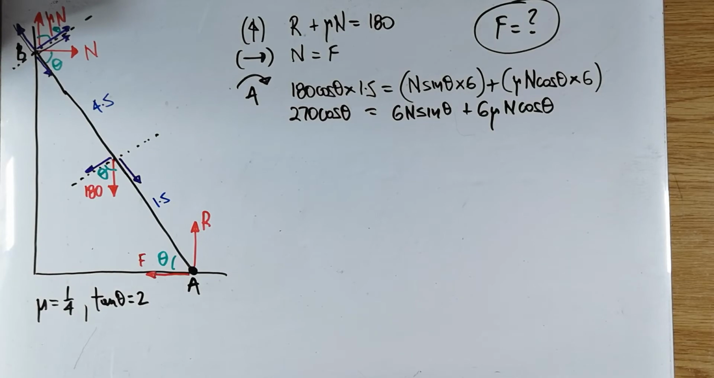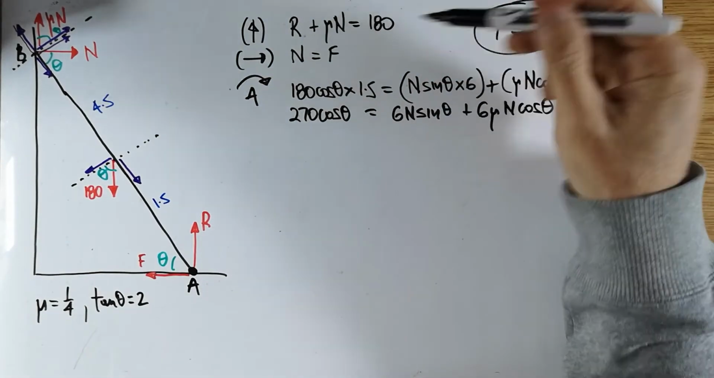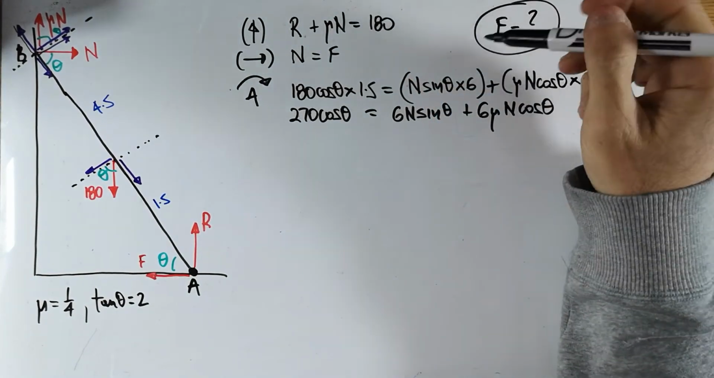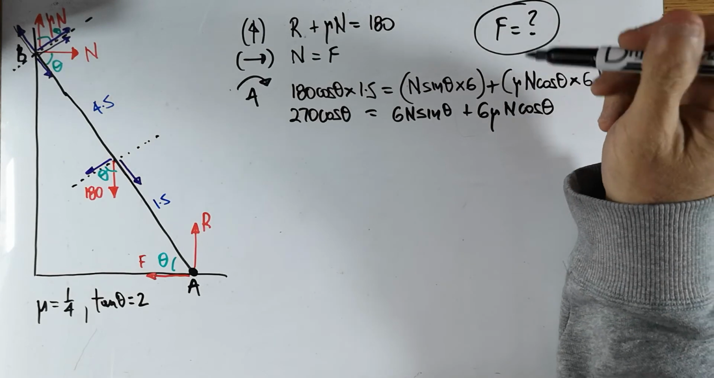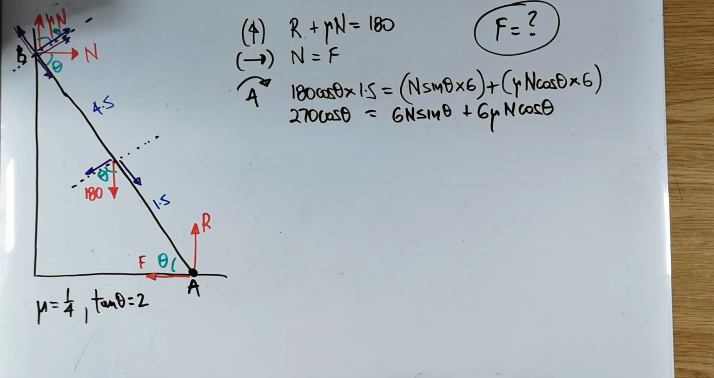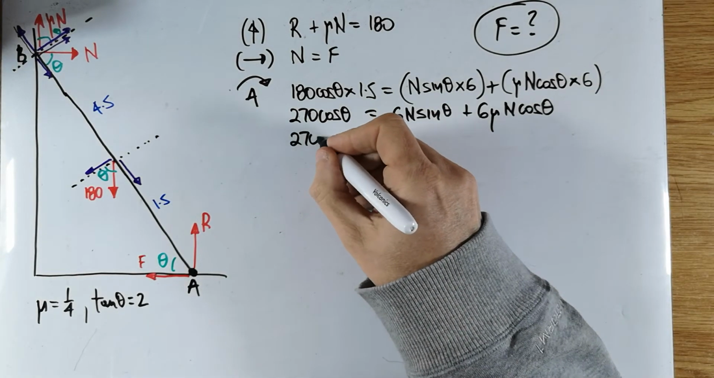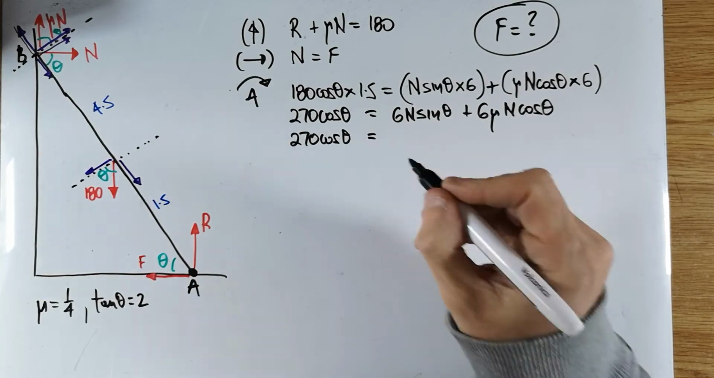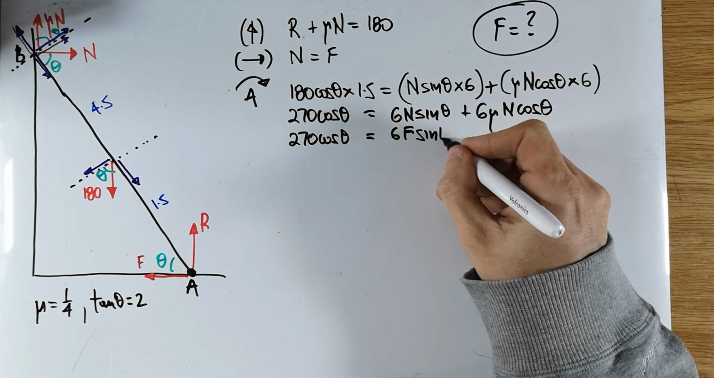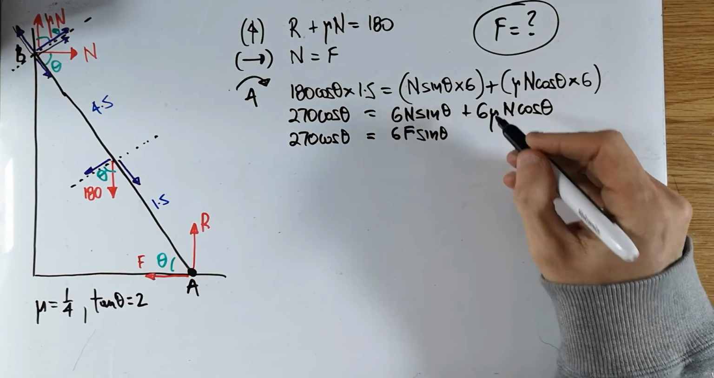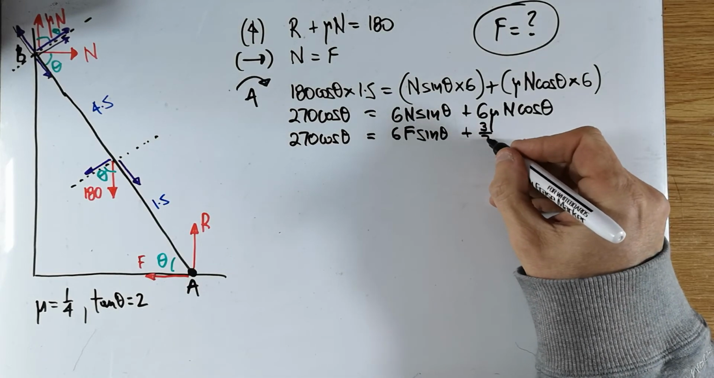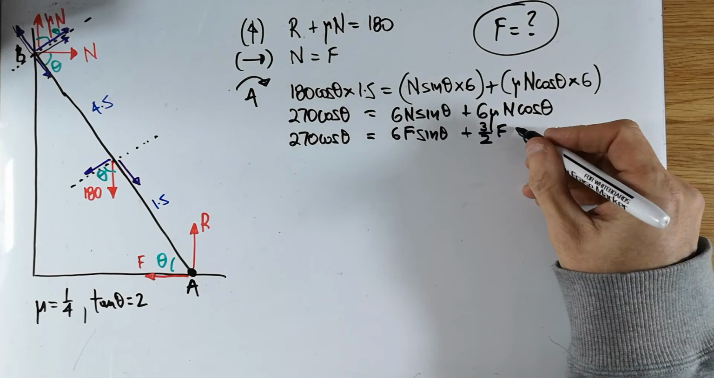Okay, what can we do next? We can put a few bits in. Because we're trying to find f and we have n's here instead, it makes sense to put f instead, because that's what we want to make the subject. And also mu is a known quantity, a quarter. So 270 cos theta is equal to 6f sine theta, because n and f are the same, and mu is a quarter, so a quarter of 6 is 3 over 2, 1.5. So plus 3 over 2, the n I'm also replacing with f, then cos theta.